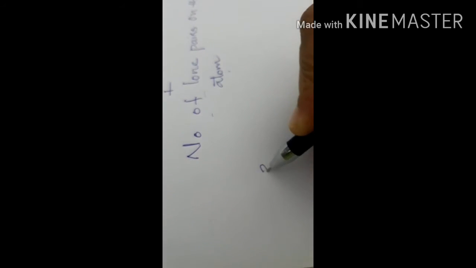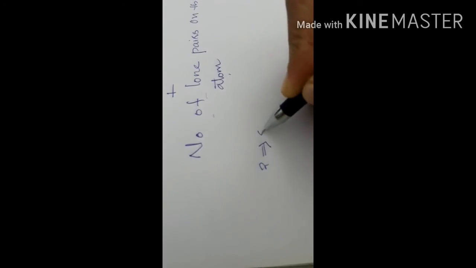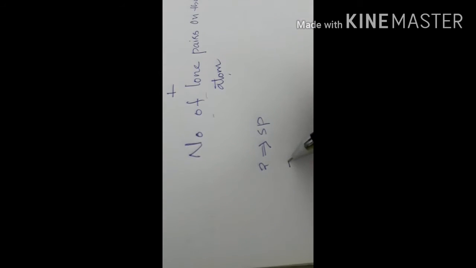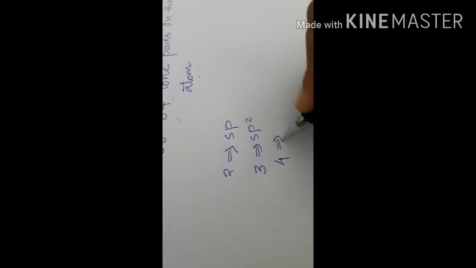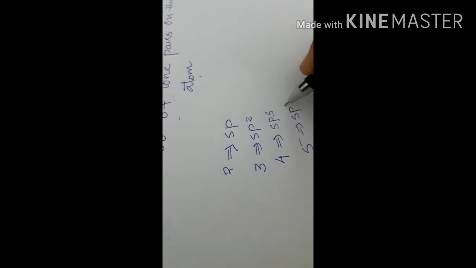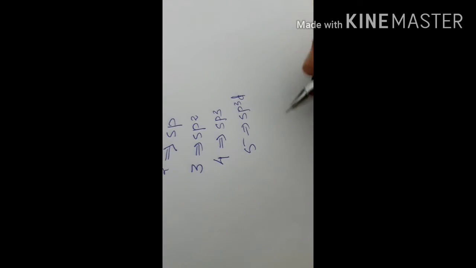If we get 2 when we calculate, then it is sp hybridization. If it is 3, then it is sp2 hybridization. 4, it is sp3 hybridization. 5, sp3d hybridization, and so on.